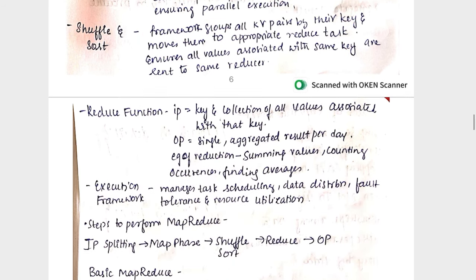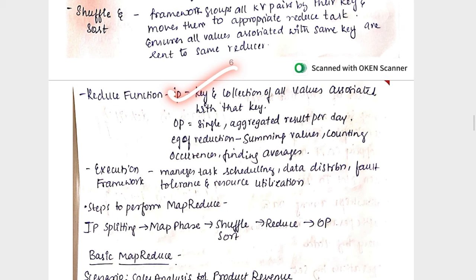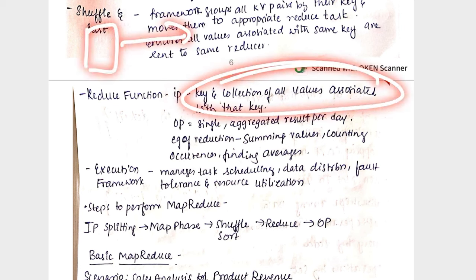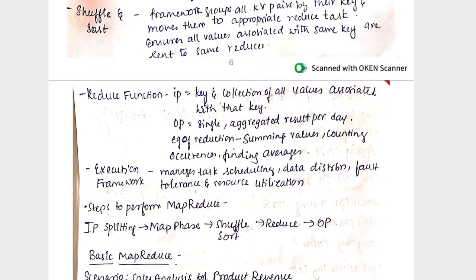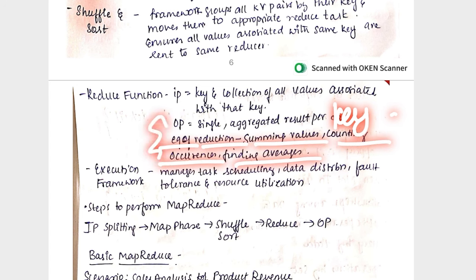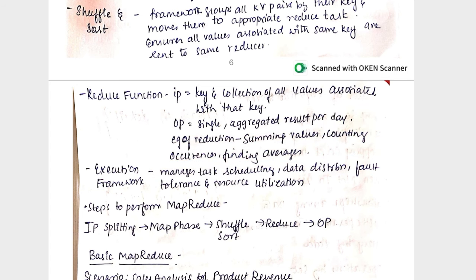Next we have the reduce function. In the reduce function, input would be a key and a collection of all the values that are associated with the key. After shuffle and sort, we will go to the reduce function. Output would be a single aggregate result per key. Examples of reduction are summing the values, counting occurrences, finding averages. These are just examples. And what about the execution framework? The execution framework will manage the task scheduling, data distribution, fault tolerance, and resource utilization.